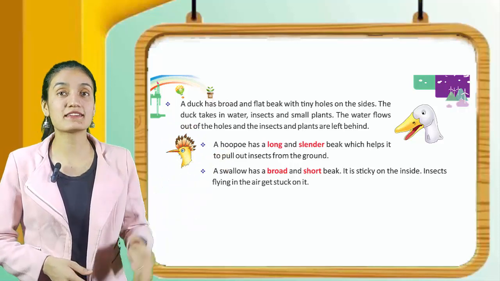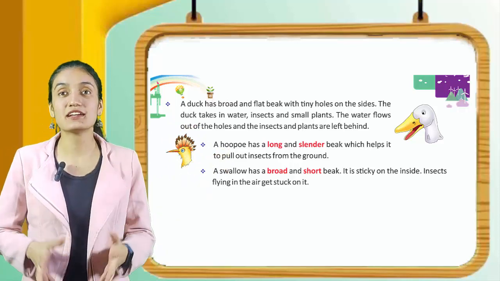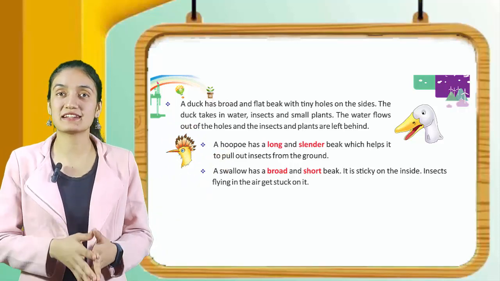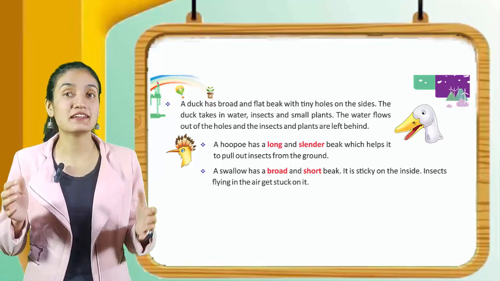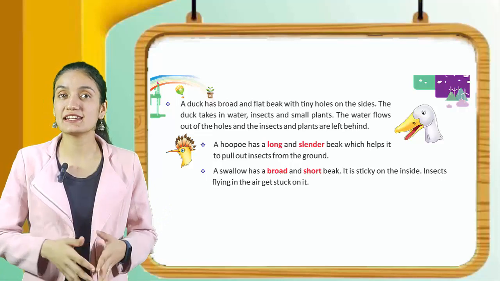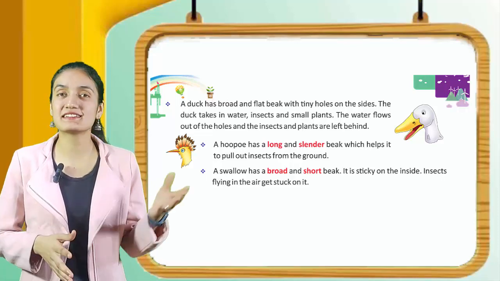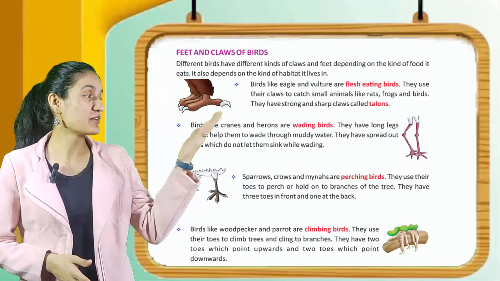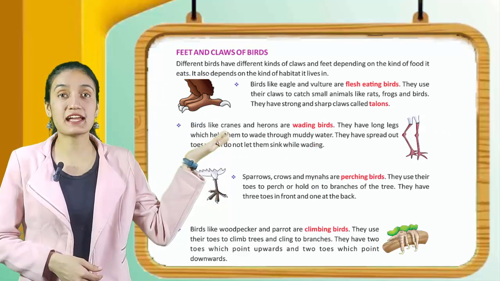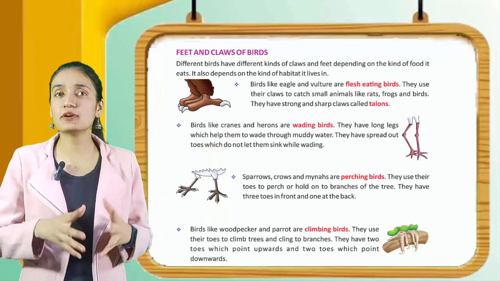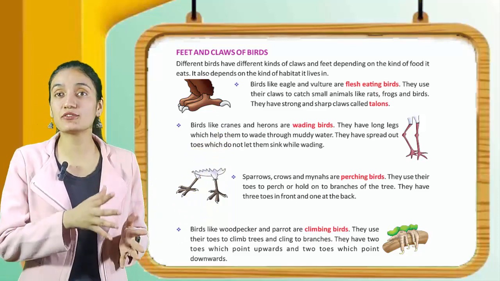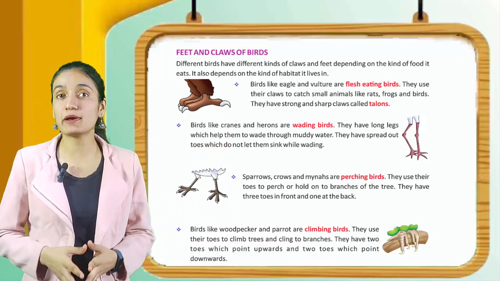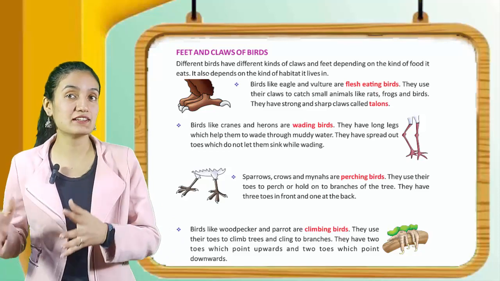A hoopoe has a long and slender beak which helps it to pull out insects from the ground. A swallow has a broad and short beak. It is sticky on the inside. Insects flying in the air get stuck on it. Now let's understand the feet and claws of birds. Different birds have different kinds of claws and feet depending on the kind of food they eat. It also depends on the kind of habitat they live in.